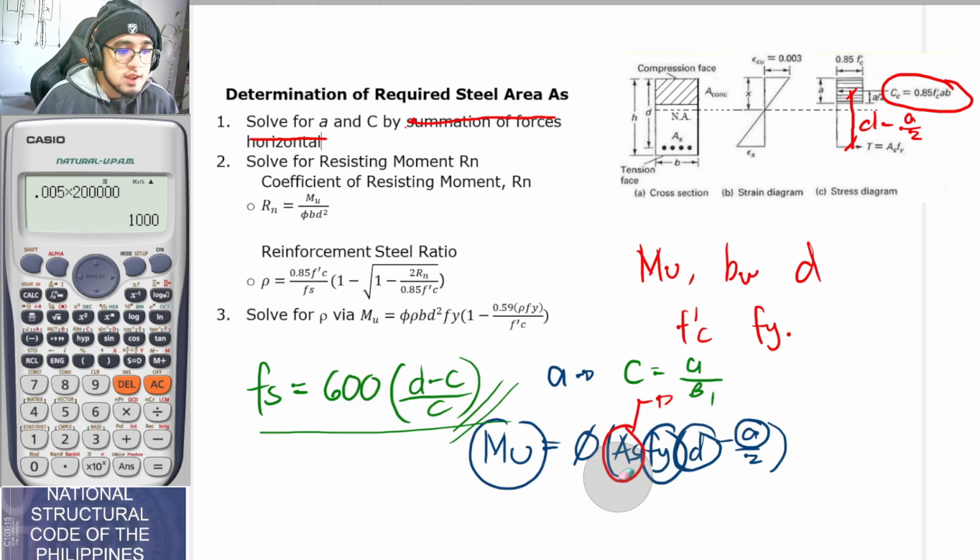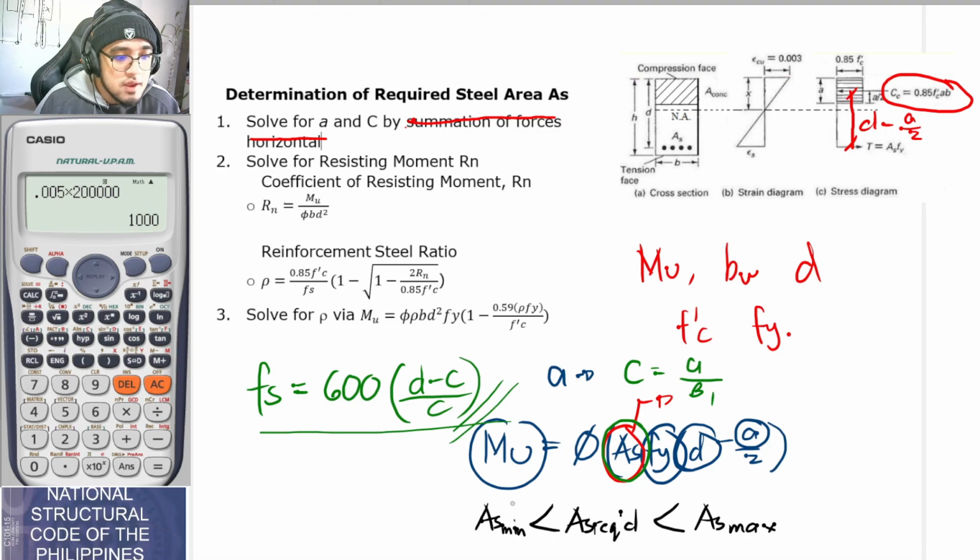Once you have solved for your AS already, then substitute them. The value for your AS that you have solved here must be compared with the AS minimum and AS maximum. Your AS required must be greater than your minimum AS, and it absolutely must be less than AS maximum. If it is less than area minimum, okay lang yon, i-adjust mo na lang pataas yung area mo.